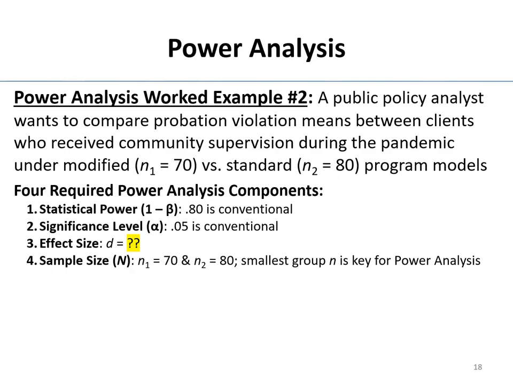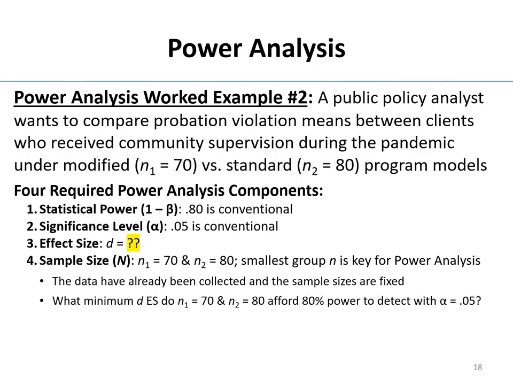So we do know the sample sizes, though. They're 70 and 80. However, note that the power analysis requires that the smaller of the samples of the 2 groups meet the minimum required sample size. So it is key in the power analysis. That's 70. So the data for this have already been collected. The pandemic's over. So these sample sizes are fixed. We can't recruit more people during the pandemic. It is what it is.